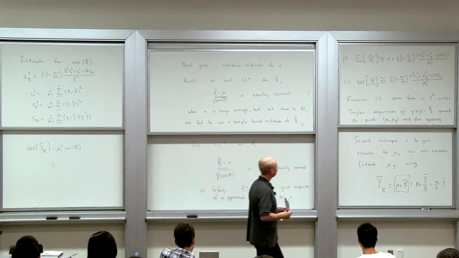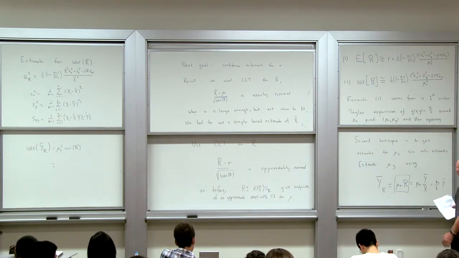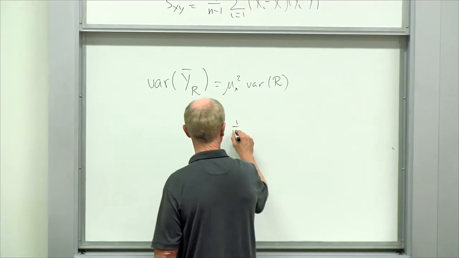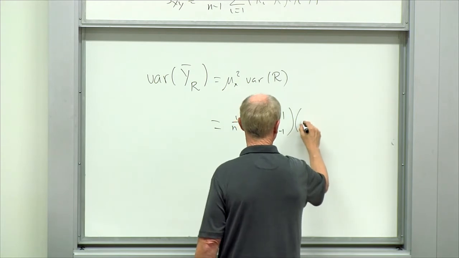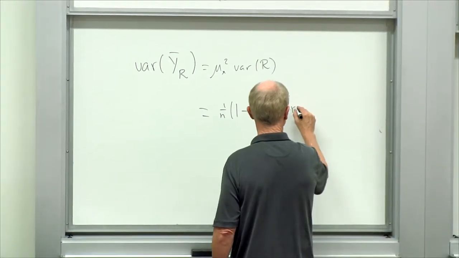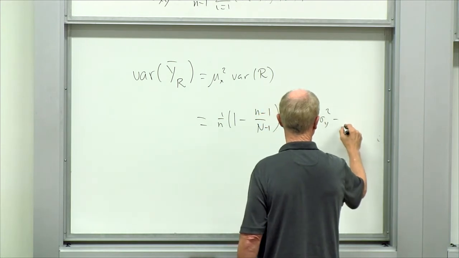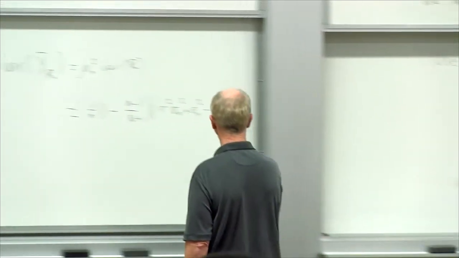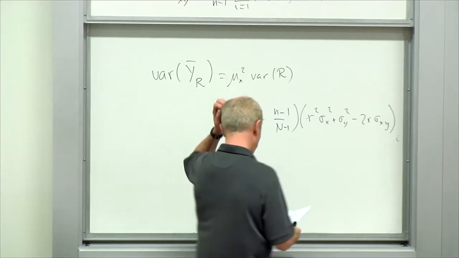And that's there. So if we multiply that by mu x squared, it just knocks the mu x squared from the denominator. And so we get 1 over little n, 1 minus little n minus 1 over capital N minus 1. Is that R squared sigma x squared? Yes. Plus sigma y squared minus 2R sigma xy. Okay.